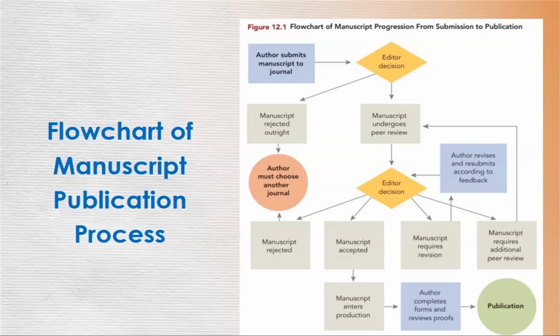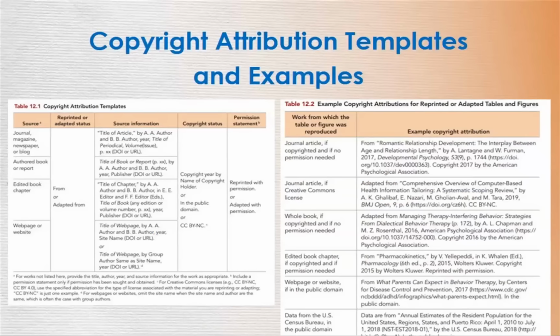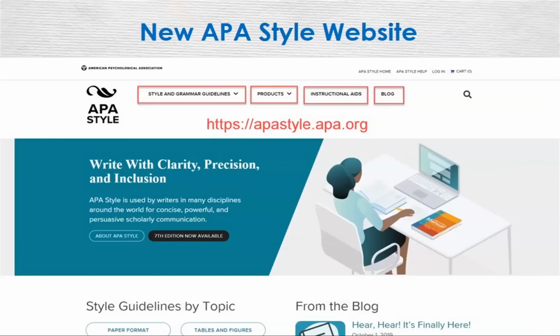And so shown here is a flow chart of the manuscript publication process, again, breaking it down for you with more detailed sections, all this content in the book, and then some excellent tables that show you templates and examples of how to create copyright attributions and permission statements for a variety of different works. And so that takes you through the book.